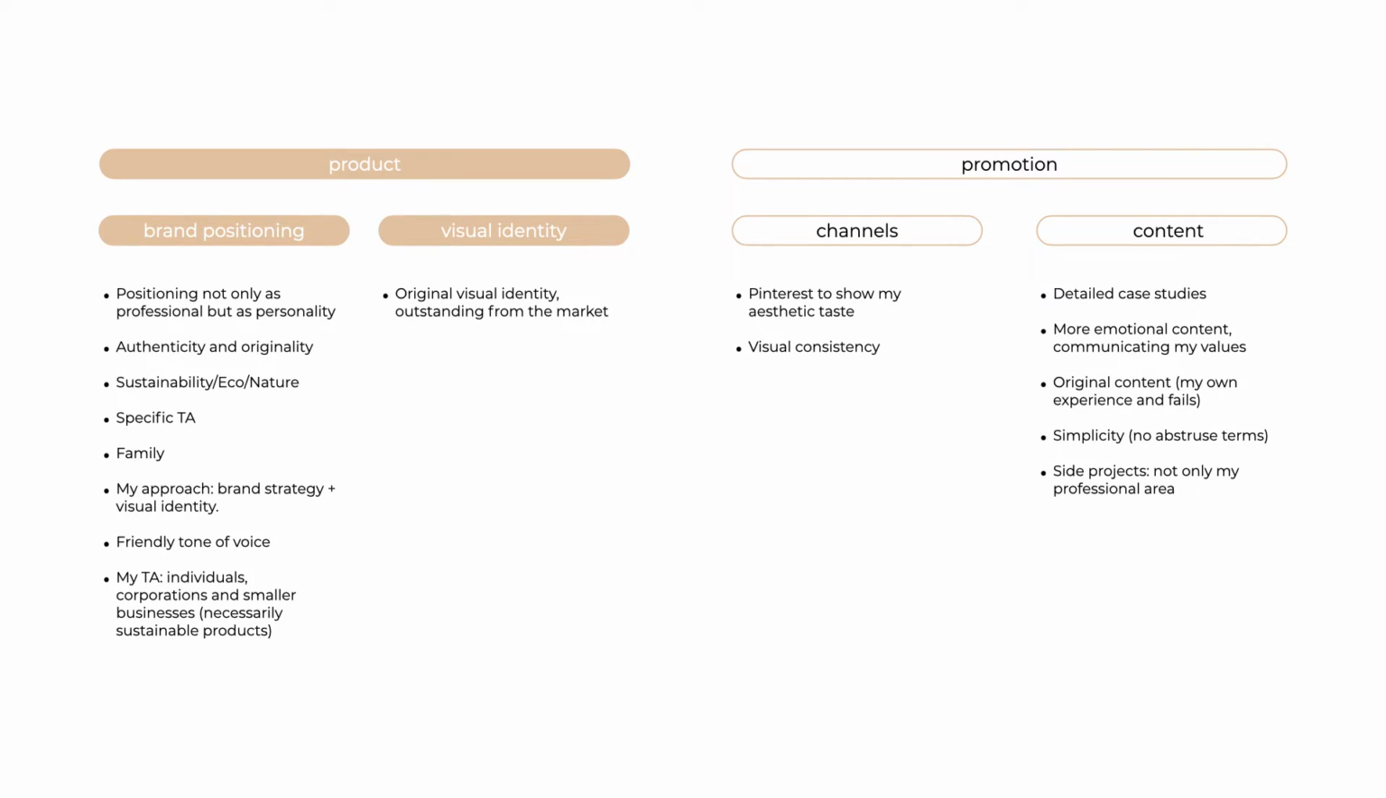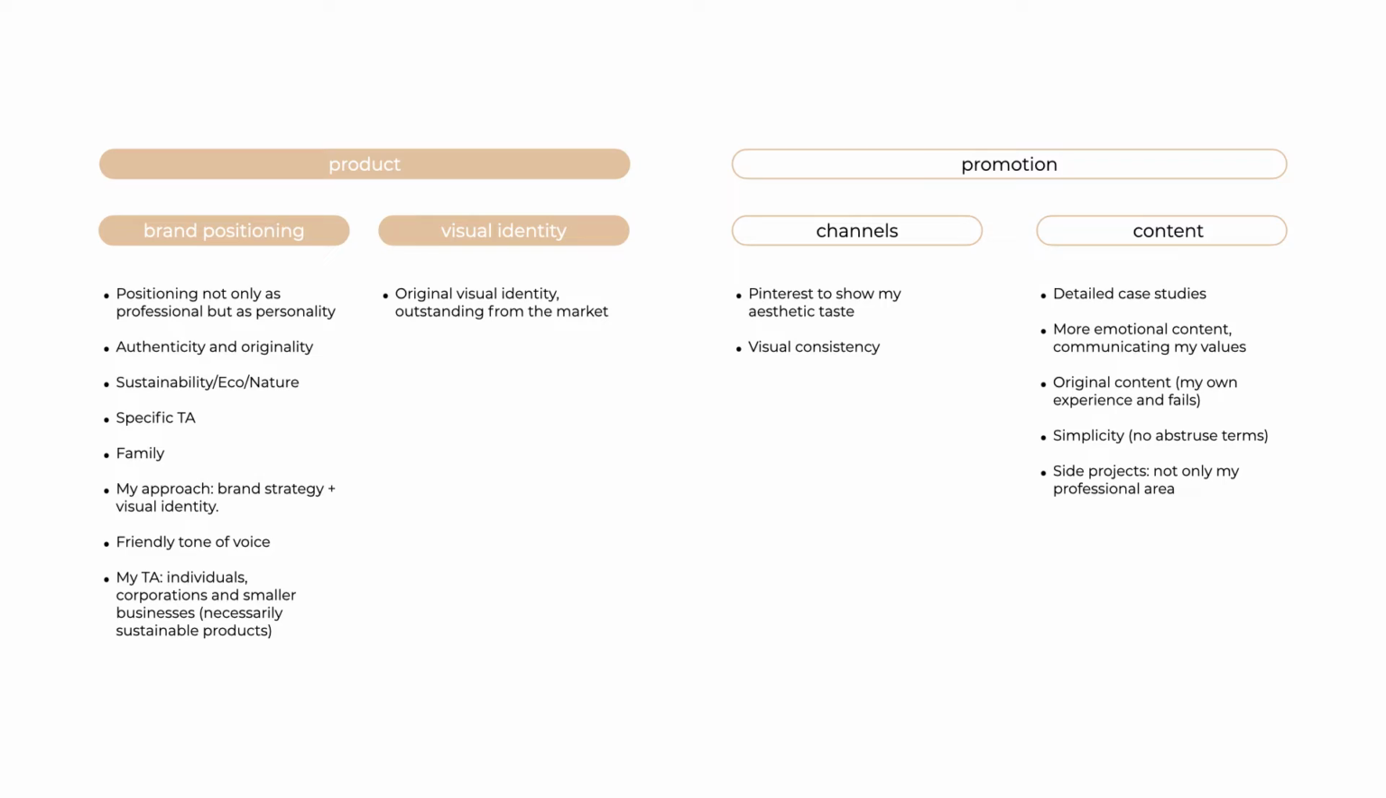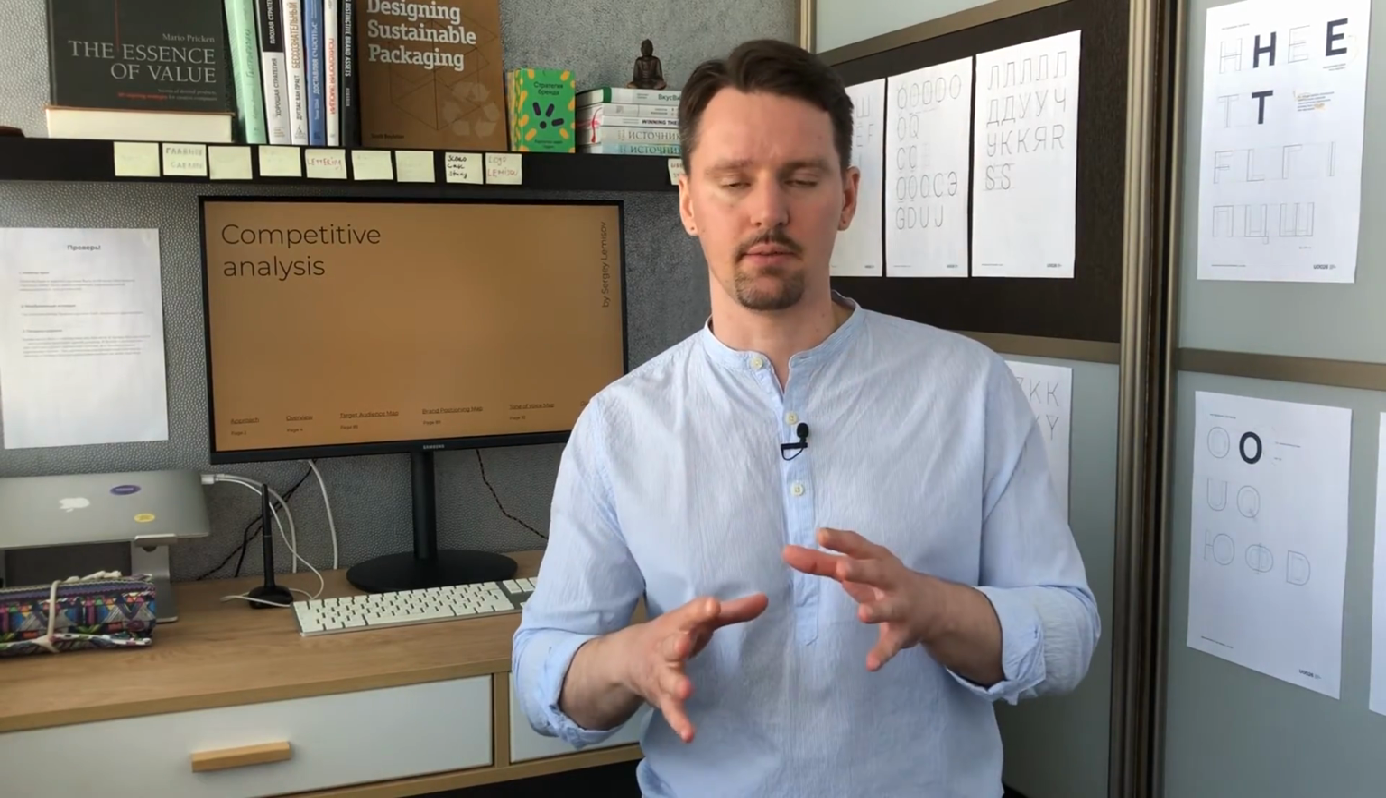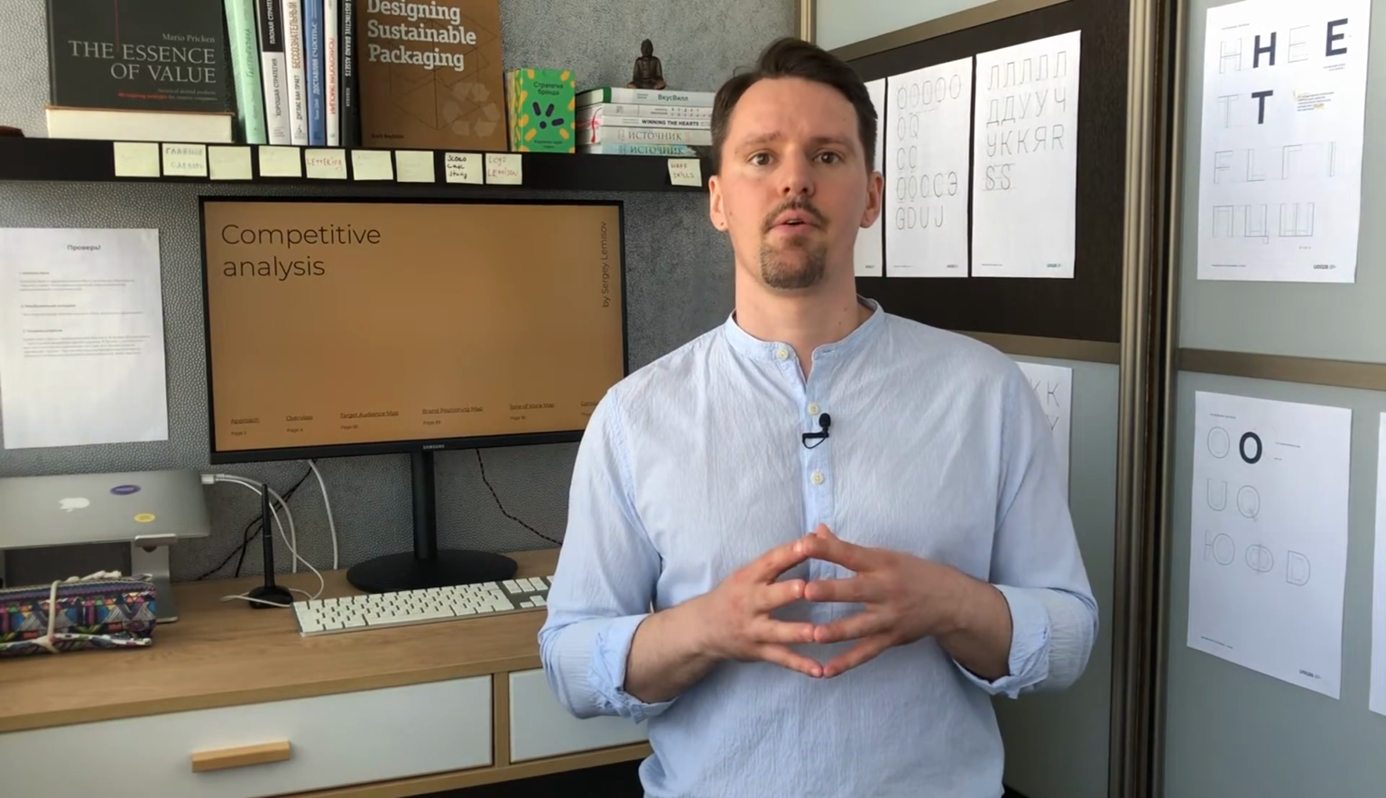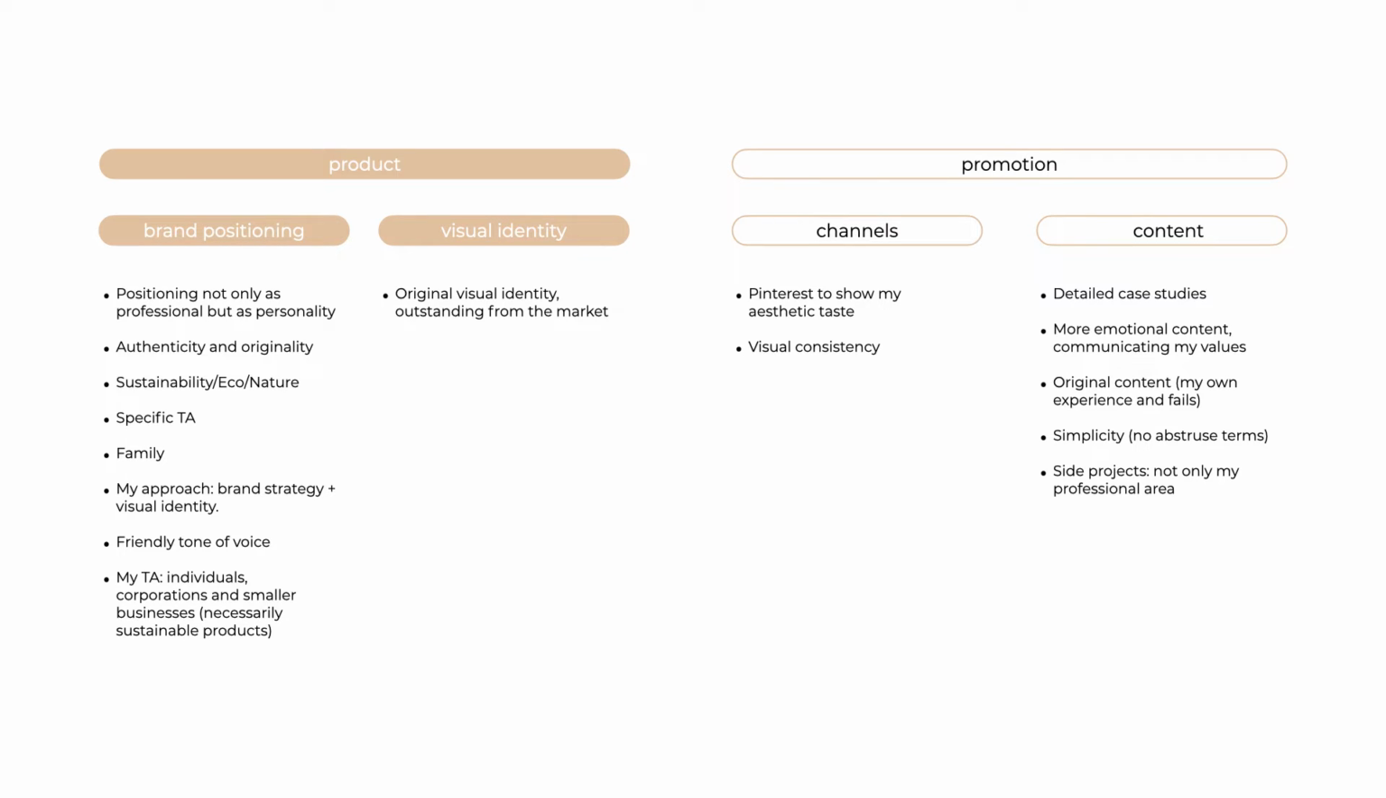And so I've also divided all product conclusions into two parts. First is brand positioning. To position yourself not only as a professional, but as a personality. Show authenticity and originality. Sustainability, eco, nature. Aim at a specific target audience: individuals, corporations and startups. Show my family as a part of my personality. Show my approach, brand strategy plus visual identity. User-friendly tone of voice.